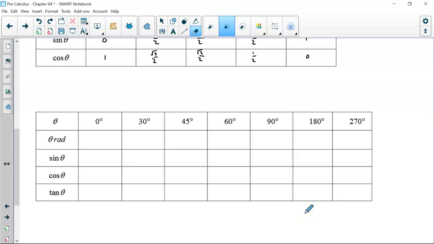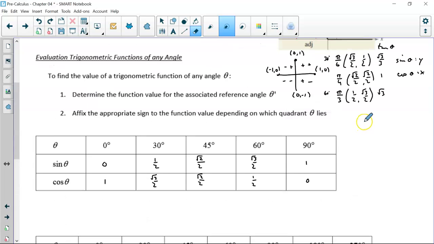Now, we can kind of fill this in. Remember, pi radians. So 0 would be 0 degrees, 0 pi radians. 30 is pi over 6. 45 is pi over 4. 60 is pi over 3. 90 is pi over 2. 180 is pi. 270 is 3 pi over 2. So you can use this and kind of fill in the values pretty quickly from above.